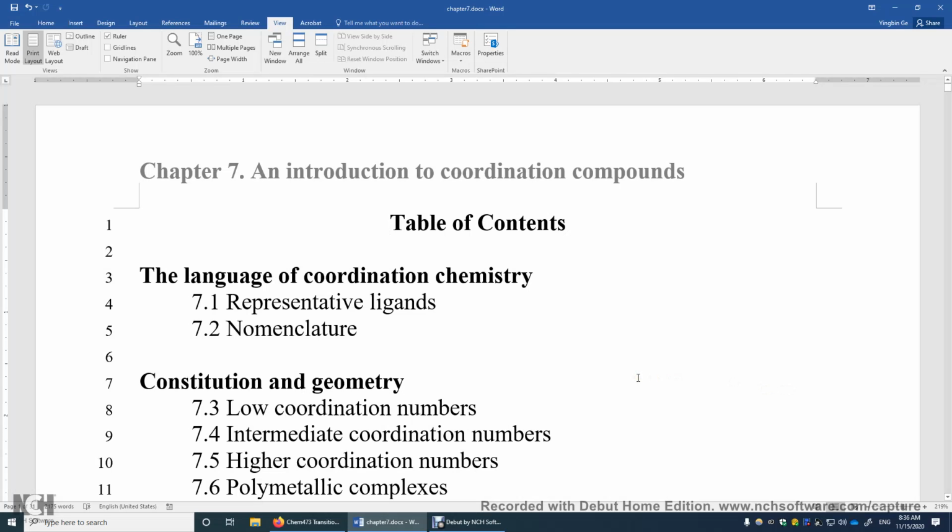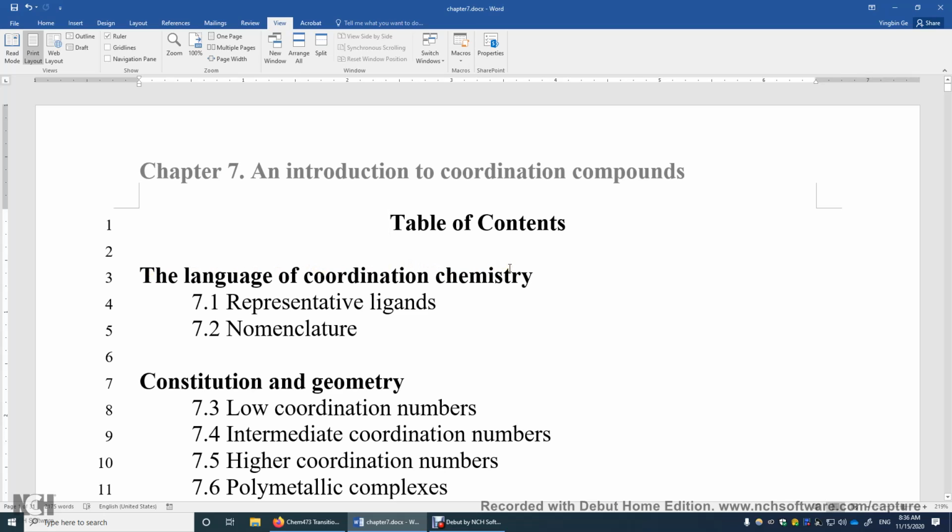This is Transition Metal Chemistry. Chapter 7, An Introduction to Coordination Compounds. In this chapter, we will cover 4 different topics. The first topic is the language of coordination chemistry.